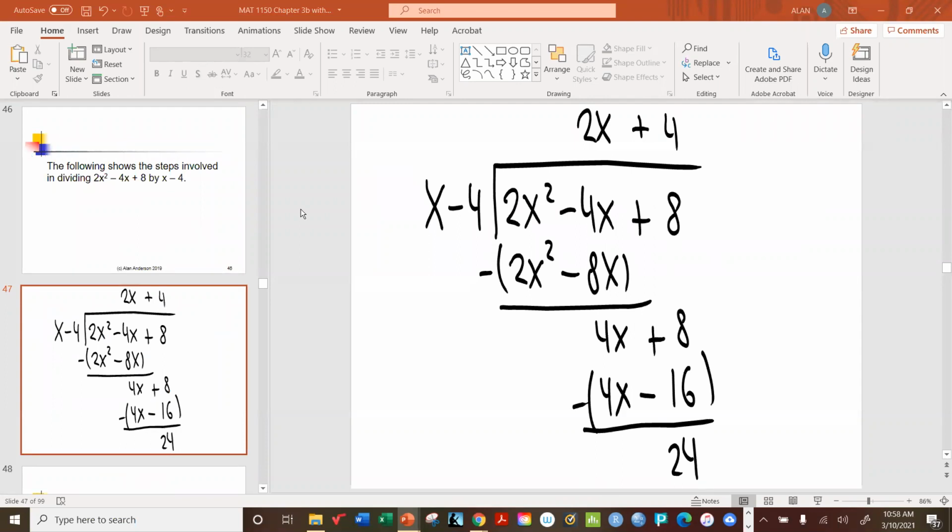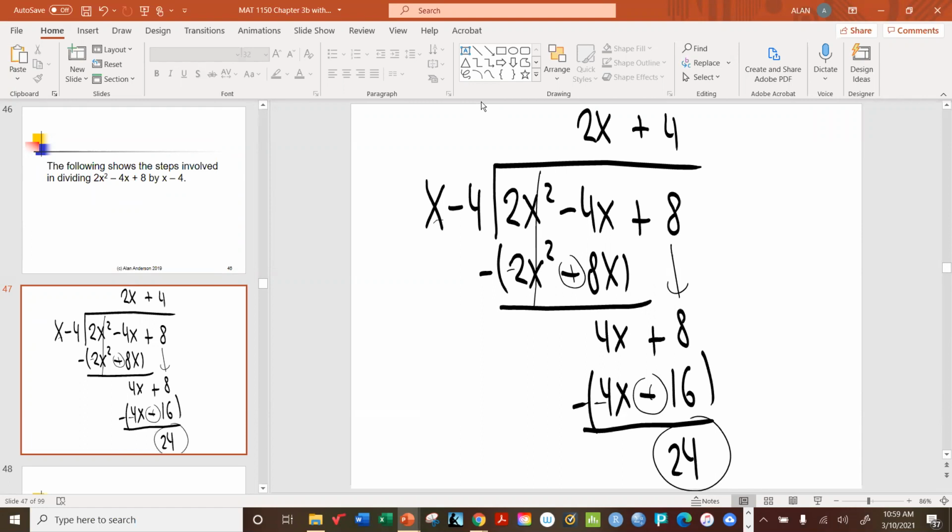We begin with 2x because we need to get rid of this 2x squared. So we have 2x squared minus 8x. This becomes negative, this becomes positive. These drop out. We end up with 4x. We bring down the 8. Now we need to get rid of 4x. We'll multiply by 4, and we'll have 4x minus 16.